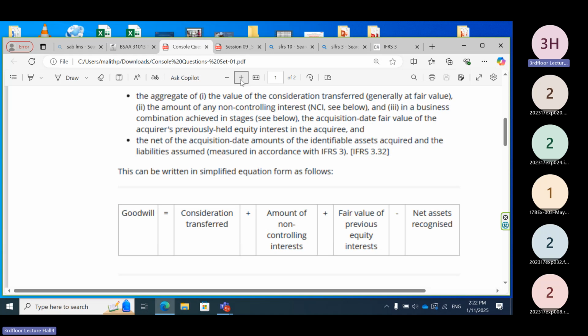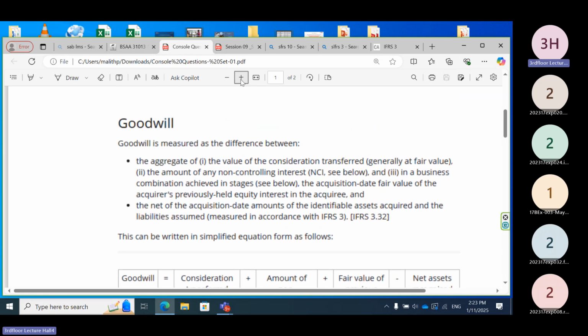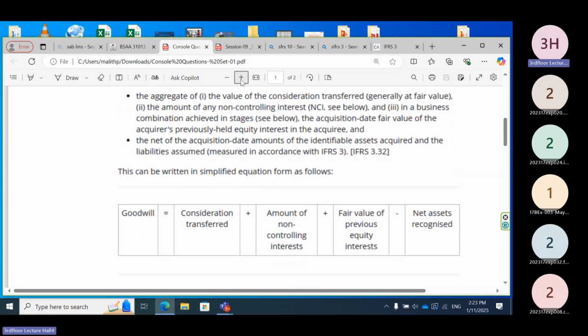Goodwill equals consideration transferred plus amount of non-controlling interest plus fair value of previous equity interest, minus net asset recognized. The standard clearly says goodwill is measured as the difference between the first one and the second one. The first one clearly says these three: consideration transferred, amount of non-controlling interest, fair value of previous equity interests, minus net asset recognized. That is called goodwill.